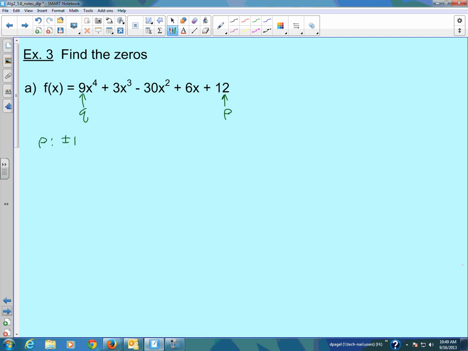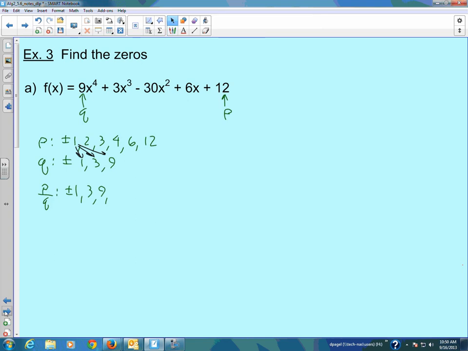Let's see, plus or minus 1, 2, 3, 4, 6, and 12 are the factors of 12. Q, plus or minus 1, 3, 9. So possible zeros. Again, each P with each Q. So we have plus or minus 1, 3, 9. I do it in this order where I just take each P and go through the Qs. Then I'm going to do the same thing with the 2, and then the 3, and then the 4, and the 6. So my numbers aren't necessarily going to be in any kind of order here.